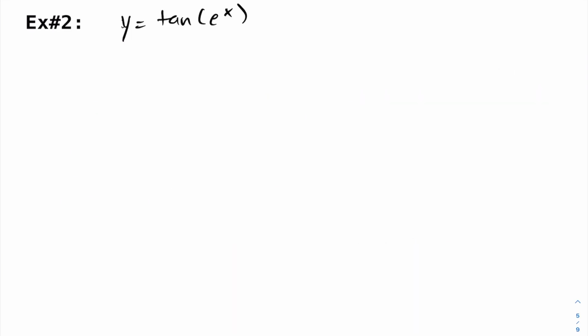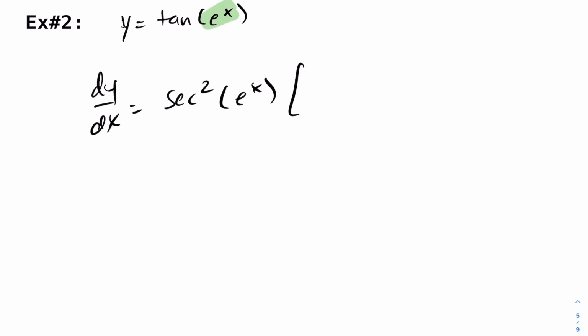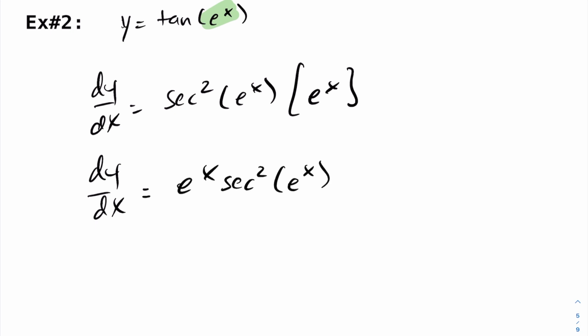All right, let's look at another. For the next example here, we want to go ahead and take our derivative. So let's say dy dx. Now the derivative of tan is going to be secant squared of our input. But again, that was not just an x here. That's an e to the x. I have to take the derivative of the inside, in which case it's just itself for an exponential with base e. So dy dx is going to be e to the x secant squared of e to the x.